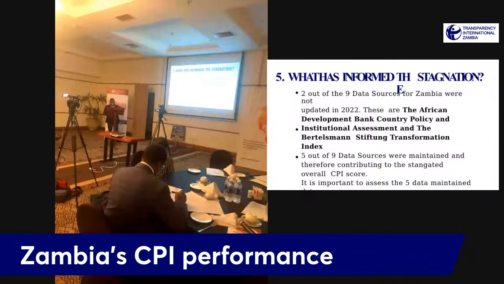But 5 out of the 9 data sources were maintained and therefore contributed to the stagnated overall CPI score. What I mean by this is that 5 new assessments were done from the different data sources, and the results of those 5 was that the score is still the same, meaning we have not improved in those 5 different areas. So it's important, therefore, to assess the 5 data sources which have been maintained in order to identify what we need to improve on.